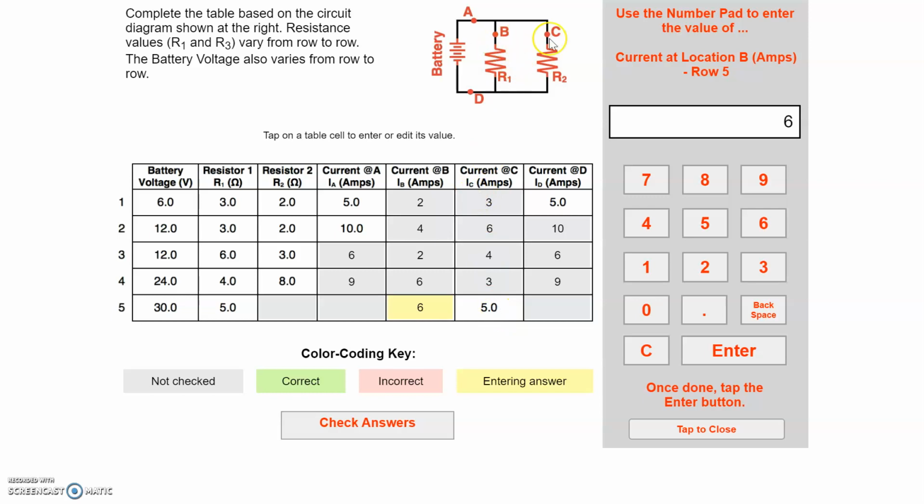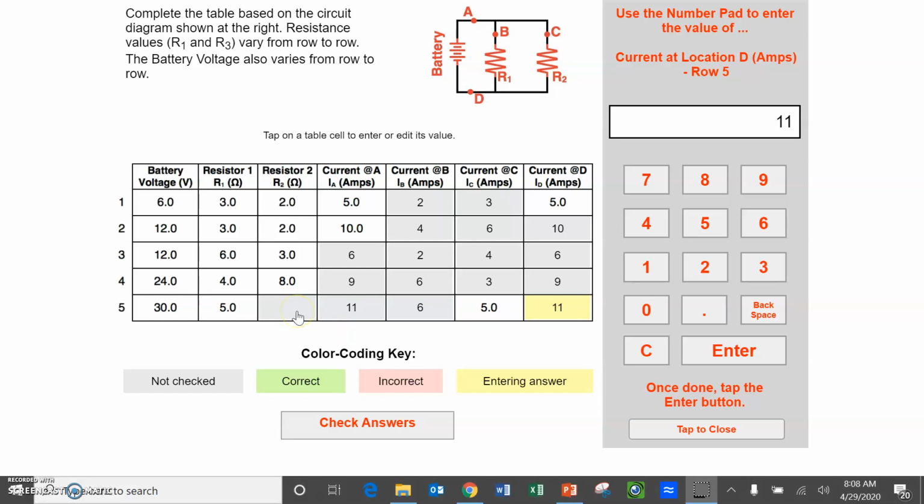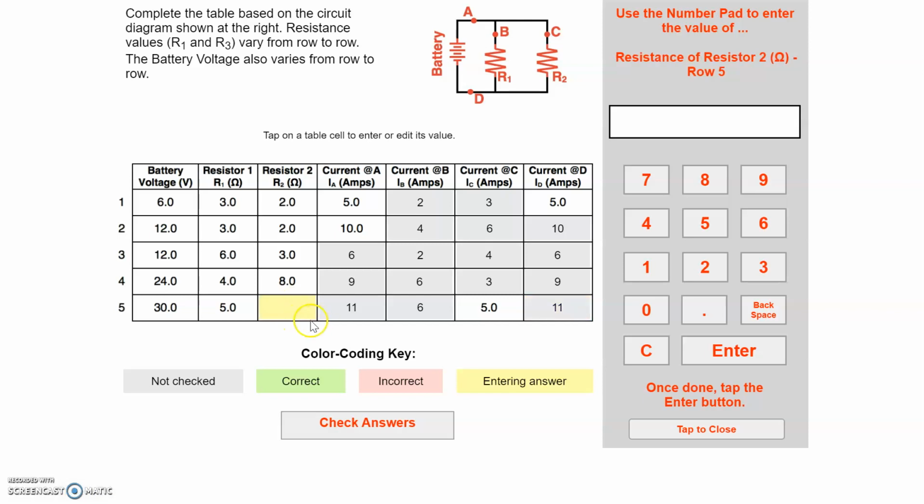Well, now you know that these two currents added together, 6 and 5, are going to give you 11. Okay, so now we can work backwards to get the total resistance. 30 divided by the total current will give you the total resistance, and then you can find R2. If you work backwards using the parallel resistor formula, you end up getting a resistor here for R2 of 6 ohms. So let's check our work.